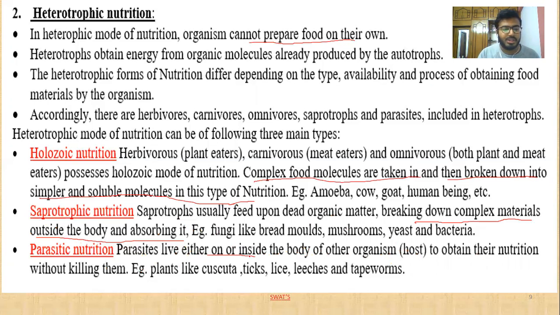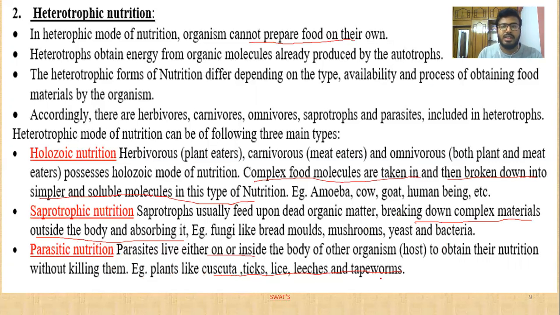They obtain their nutrition without killing them. Examples: plants like cuscuta, ticks, lice, leeches and tapeworms. These examples are important. Okay, yahan par kisko nuksan zyada ho raha hai? It is happening to the host. Any parasite is living on the host, so the host ka kya hota hai, nutrition pura le raha hai. So it is deteriorating the host itself. Without killing them, matlab unko maar dalenge nahi, but it will be taking in the nutrition slowly.